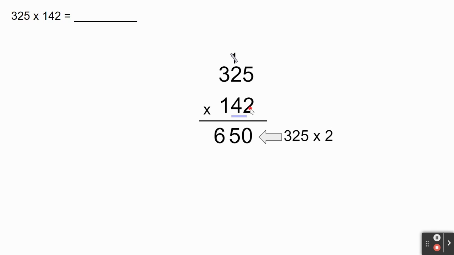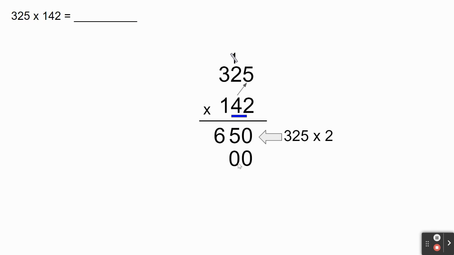Now we're going to multiply 325 times 4, but it's not just 4, the 4 is in the tens place, so it's really 325 times 40. So since this 4 is in the tens place, we're going to place a 0 in the ones place, so our answer will start in the tens place. First, let's multiply 4 times 5, which is 20.